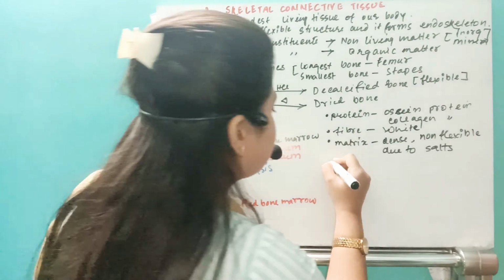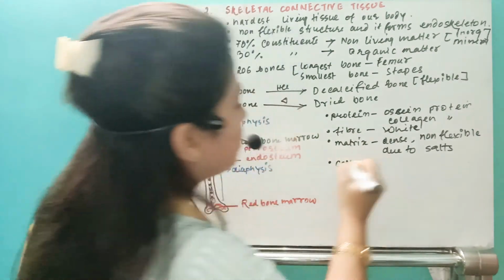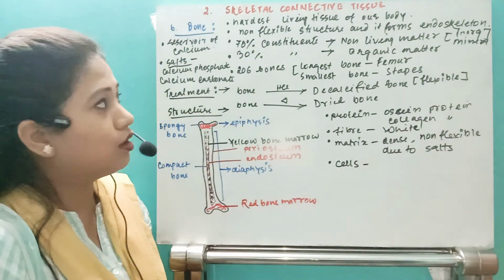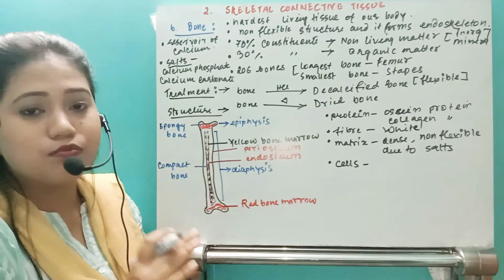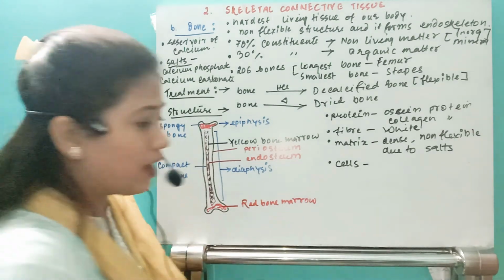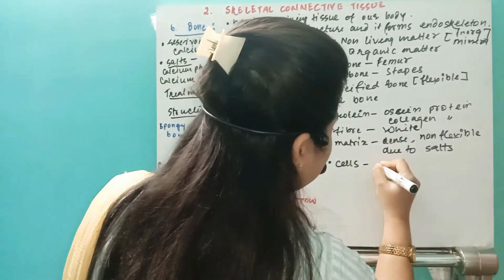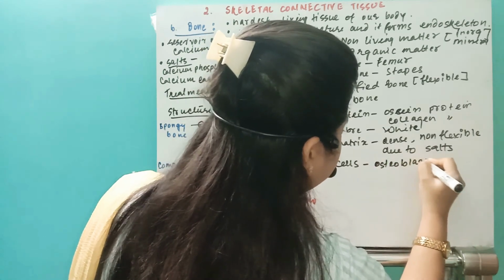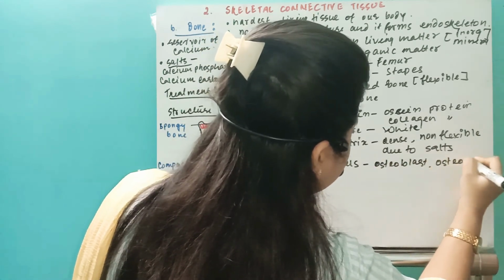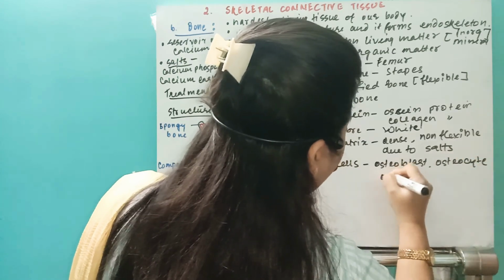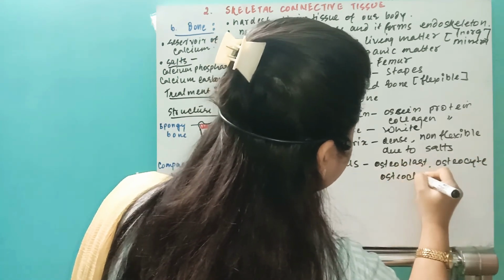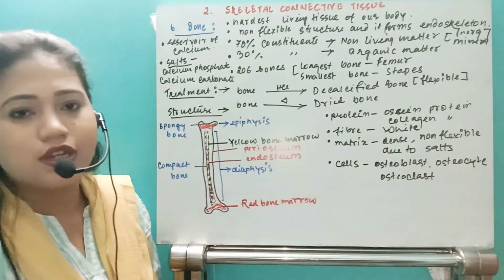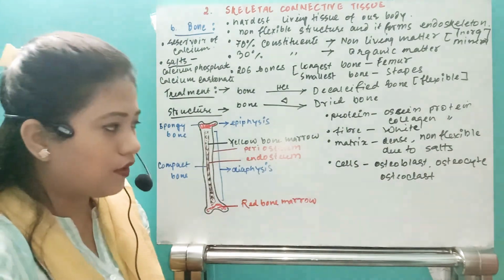Next thing, about the cells. Okay, how many cells are present here? You can see in this bone, basically one cell is osteoblast, osteocyte and osteoclast. Okay, so these three types of cells are present.